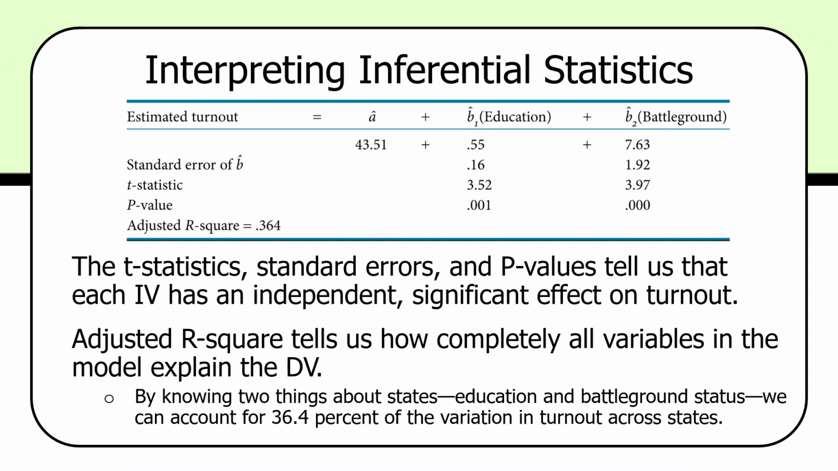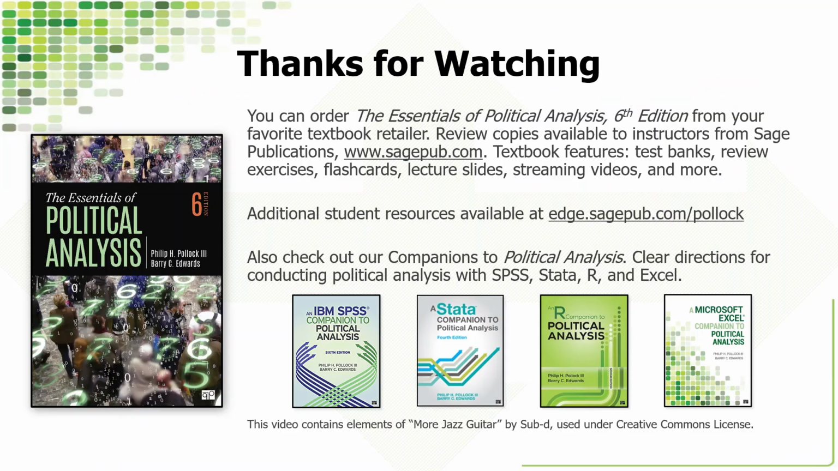As we saw, the t-stats, standard errors, and p-values tell us that each variable has an independent significant effect on turnout. Adjusted R-square in multiple regression tells us how completely all variables in the model explain the dependent variable. By knowing two things about states, their level of education and their battleground status, we can account for 36.4% of the variation across states in turnout.